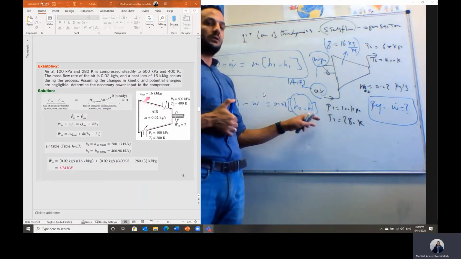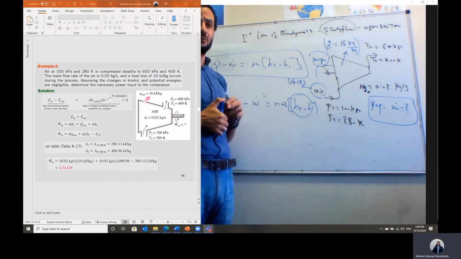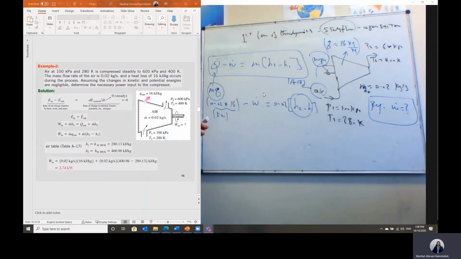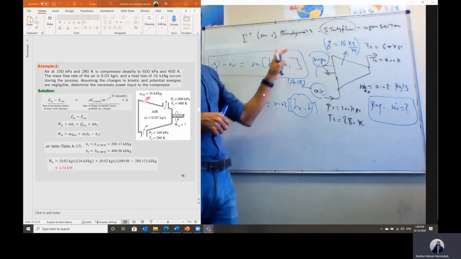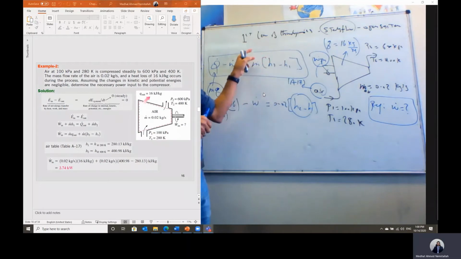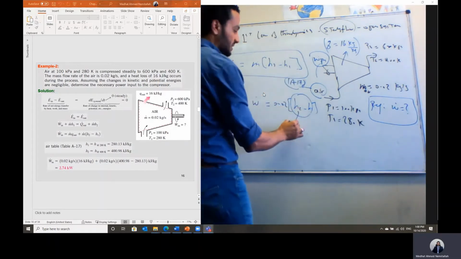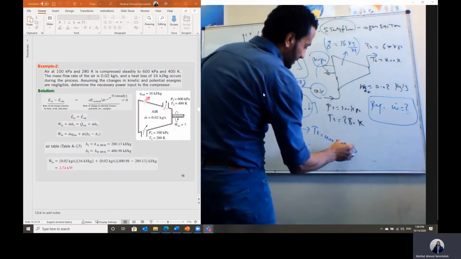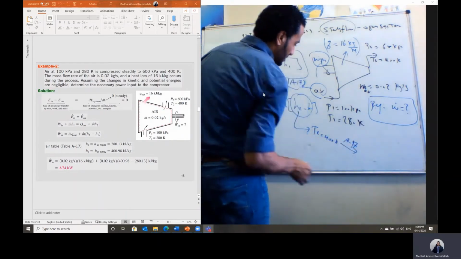We can just say delta H will equal CV average multiplied by delta T, and CV is calculated from table A2b in this case. He didn't mention directly in this problem which method I have to use, so I will be using the variable specific heat analysis from table A17. So in this case, we can get H2 at temperature T2 equal to 400 from table A17.